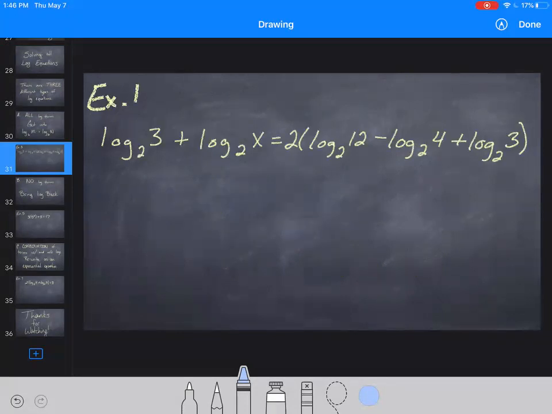Let's take a look at example 1. I have log base 2 of 3 plus log base 2 of x is equal to 2 in parentheses log base 2 of 12 minus log base 2 of 4 plus log base 2 of 3 close parentheses. Well, remember, we're going to have to condense because we want a log equal to a log. So I'm going to condense the left side, and I'm going to condense the right side.